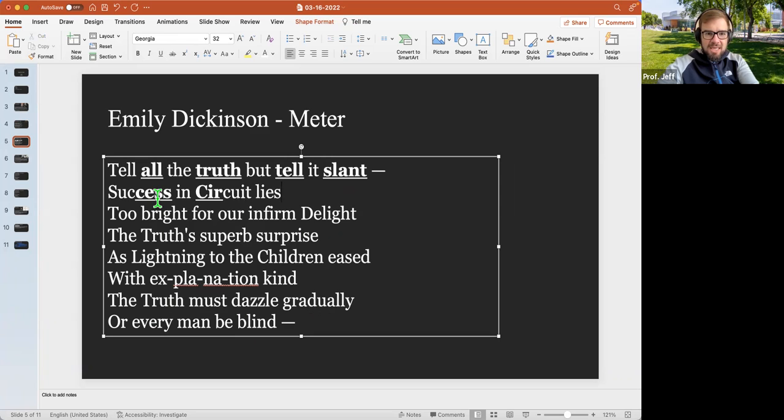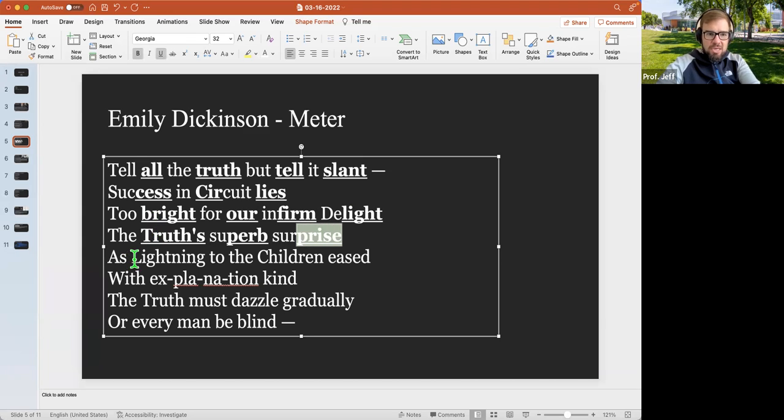Insert kit lies too bright for our infirm delight. The truth's superb surprise, right? Unstressed, stressed, as lightning to. Again, a weird example here where the two gets stressed, but sometimes poets have to make it work. You can't always line it up perfectly when you're following the iamb pattern there, right? As lightning to the children.